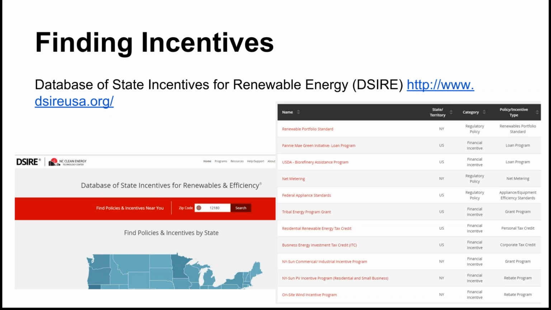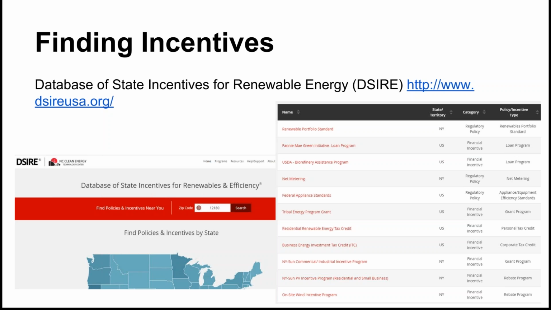So I put a few screenshots here. The picture on the left is the home page that you see when you get there, and you can search either by state or by zip code. So I live in Troy, New York. I put my zip code in here, and when it came up, I think it told me I had 63 different programs in my area relating to energy incentives.